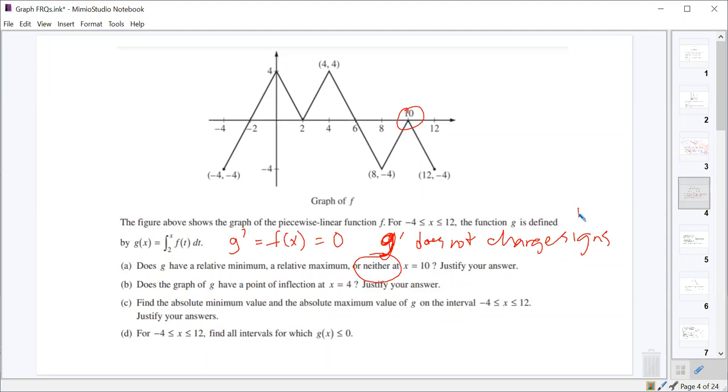Part A was worth 1 point. 1 point for the answer. They also gave 1 point just in general for noting that g prime was f of x somewhere throughout the entire problem.